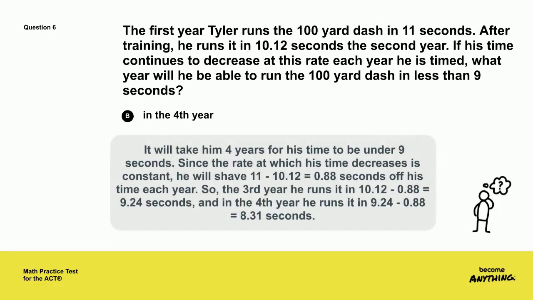It will take him 4 years for his time to be under 9 seconds. Since the rate at which his time decreases is constant, he will shave 11 minus 10.12, which equals 0.88 seconds off his time each year. So, the 3rd year he runs it in 10.12 minus 0.88, which equals 9.24 seconds, and in the 4th year he runs it in 9.24 minus 0.88, which equals 8.36 seconds.